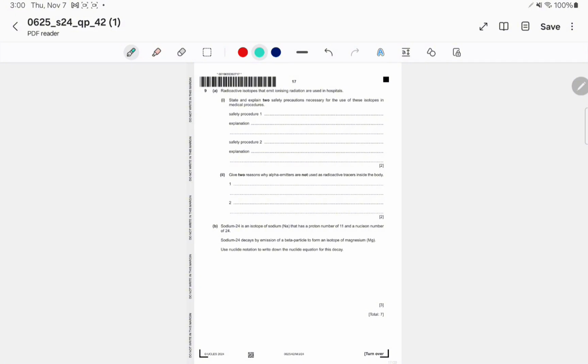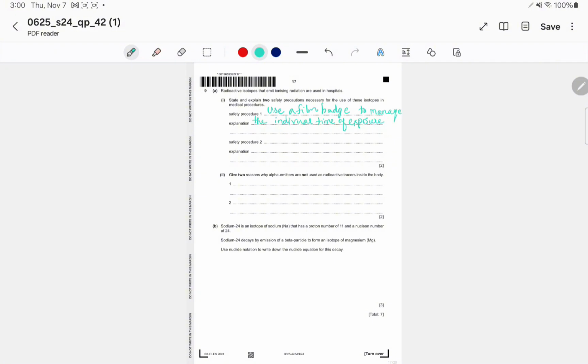So one thing is use a film badge. This way we can use a film badge, or to manage the individual time of exposure, how much exposure to the radioisotope.